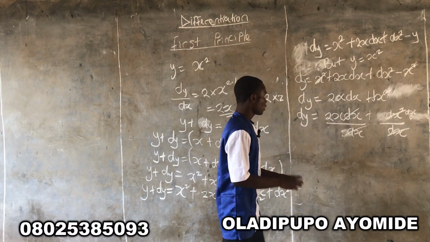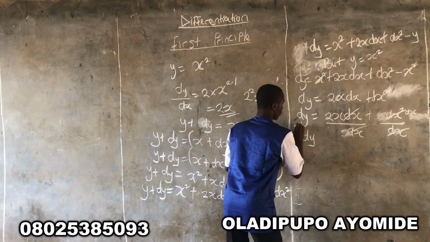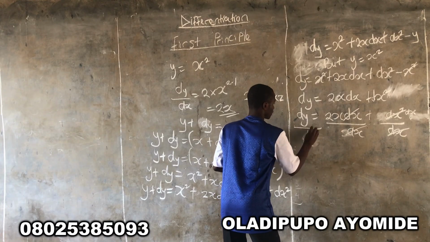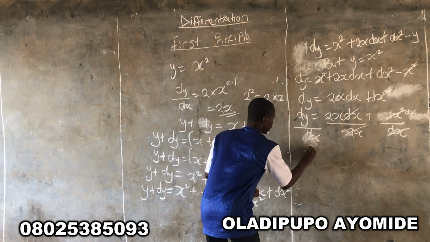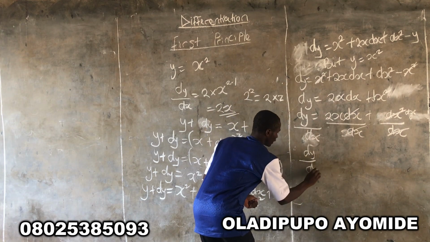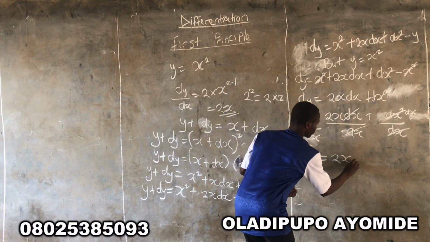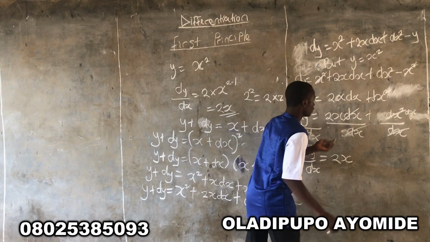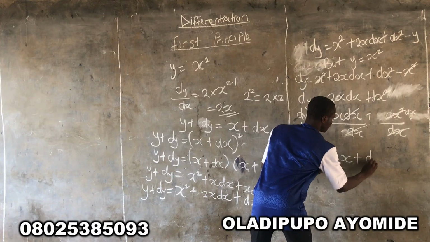Then you can now say our dy, we are dividing both sides by dx. So you can say our dy over dx is equal to 2x plus dx.